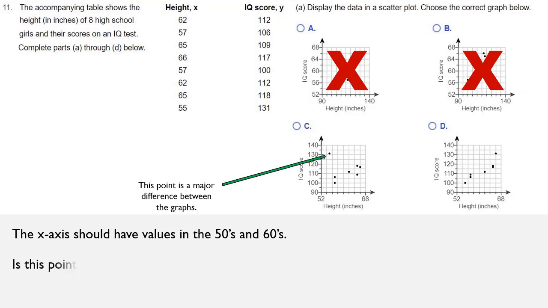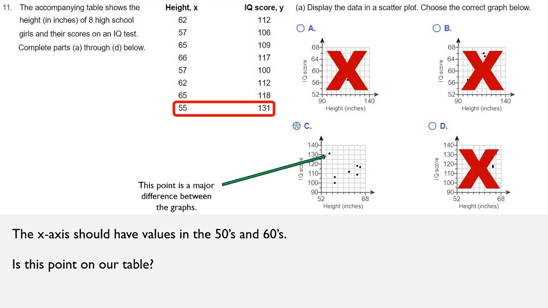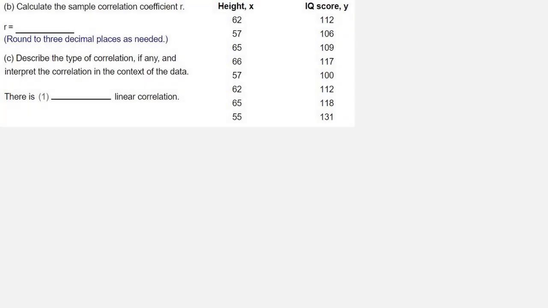So let's check to see if that point is on our table. That point looks like it's about, let's see, this is 52, 54, 56, so this is 55 and a little bit more than 130. Do we see that point on our table? And yes, we do. It's 55, 131. So since that point is on the graph for C, but not on the graph for D, that's going to eliminate choice D for us, which means our answer here is choice C. So that's part A.